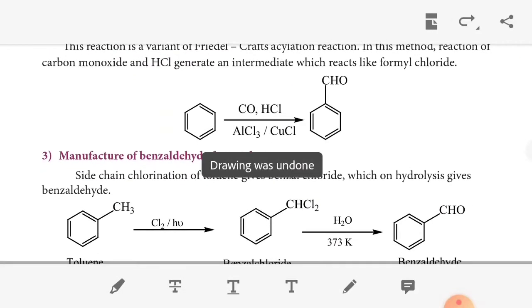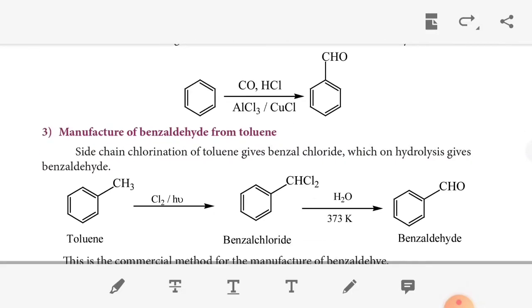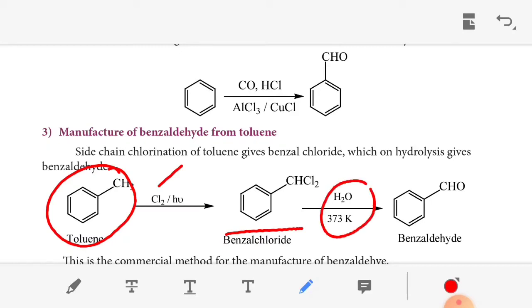The next method is the manufacture of benzaldehyde from toluene. Toluene, which you already discussed, has the formula C6H5CH3. Chlorination of toluene with Cl2 gives C6H5CHCl2. This is benzal chloride. The chlorination of toluene gives benzal chloride, which on further hydrolysis gives the compound benzaldehyde.